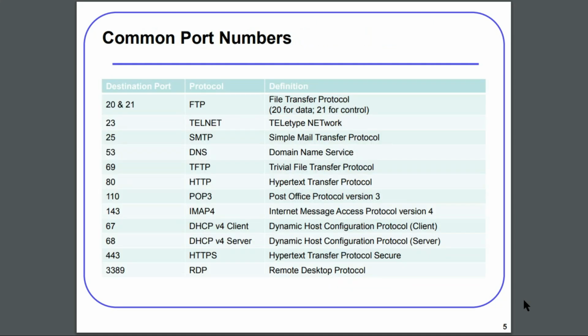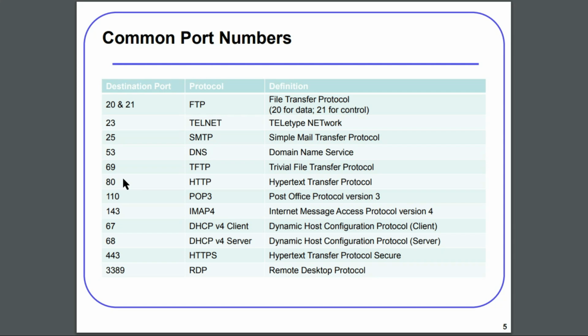So these are the common destination port numbers, protocols and their definitions. First, destination ports 20 and 21. The protocol is FTP, file transfer protocol, with port 20 for data and port 21 for control. Destination port 23 is used for the Telnet protocol, which is teletype network. Port 25 is used for SMTP, simple mail transfer protocol. Port 53 is used for DNS, domain name service. Port 69 is used for TFTP, trivial file transfer protocol.